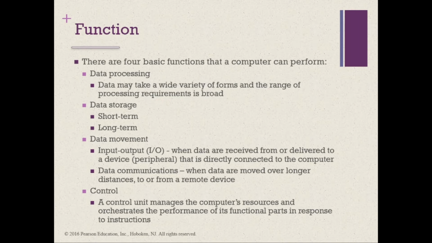Okay, next we have data movement. The computer's operating environment consists of devices that serve as either sources or destinations of data. When data are received from or delivered to a device that is directly connected to the computer, the process is known as input-output, and the device is referred to as a peripheral. When data are moved over long distances to or from a remote device, the process is known as data communications.